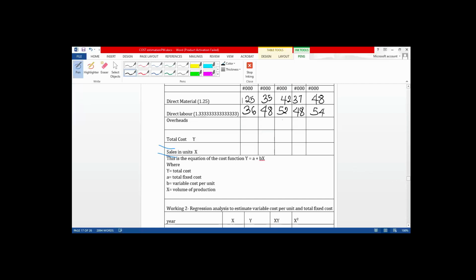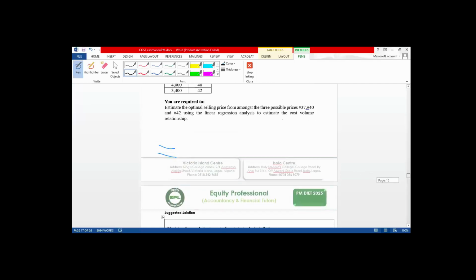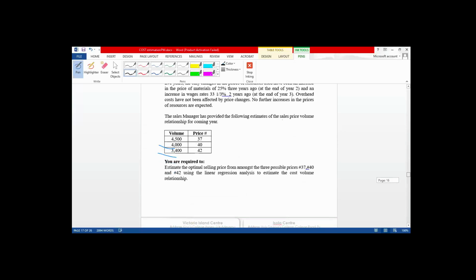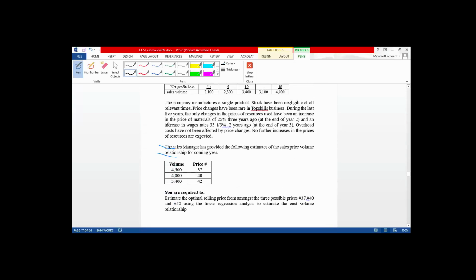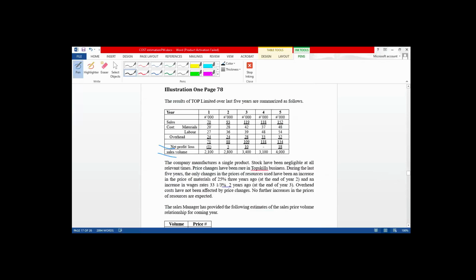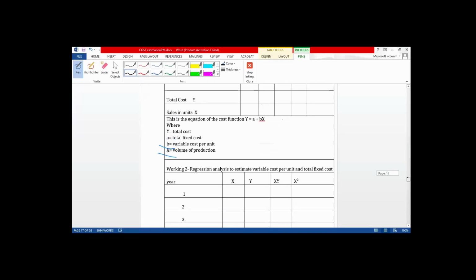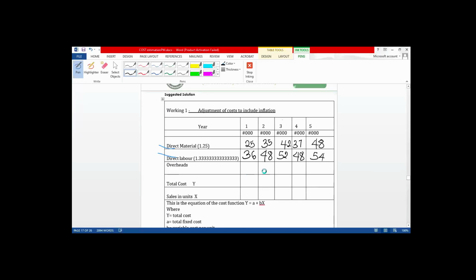Go to overhead cost. The question is, overhead costs have not been affected by price change. We only pick the figure: 24, 24, 28, 33, 32. 24, 24, 28, 33, 32.